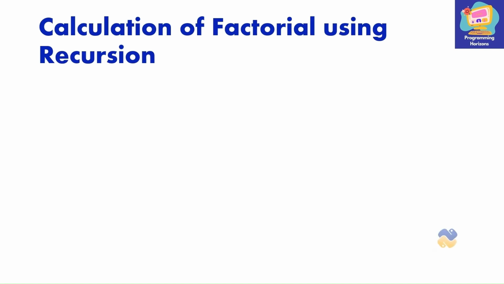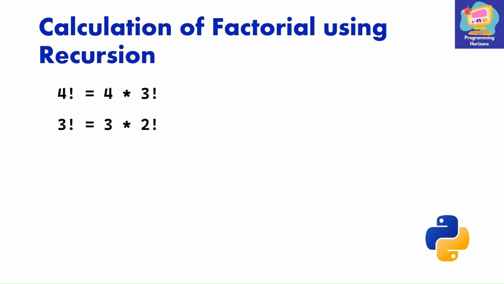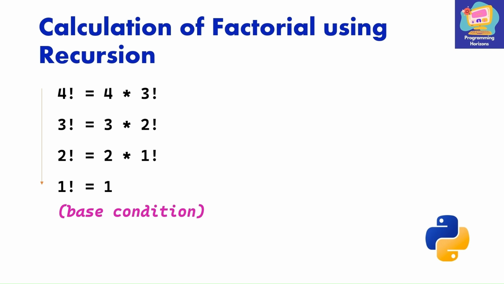Let's do it. Now let us suppose that I want to calculate factorial of number 4, then it can be written as 4 multiplied by 3 factorial, which requires calculation of 3 factorial, which is written as 3 multiplied by 2 factorial, which further requires calculation of 2 factorial, which is equivalent to 2 multiplied by 1 factorial, and finally we have 1 factorial equal to 1. Now this 1 factorial equal to 1 serves as the base condition, and here you can see that we have divided the bigger problem, which was to find factorial of 4, to a smaller problem where we are just finding factorial of 1.